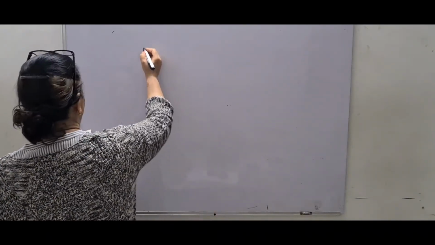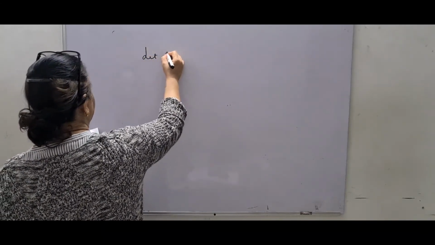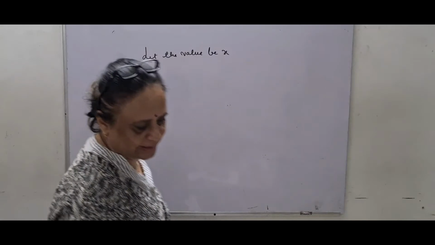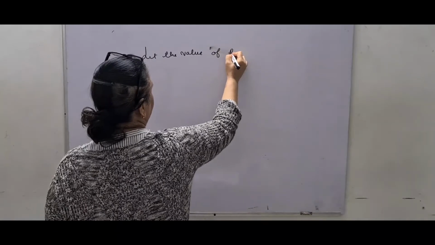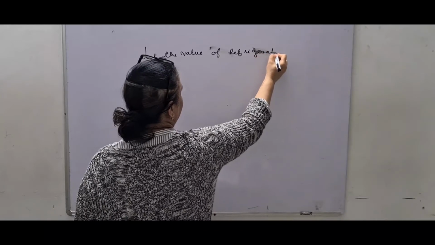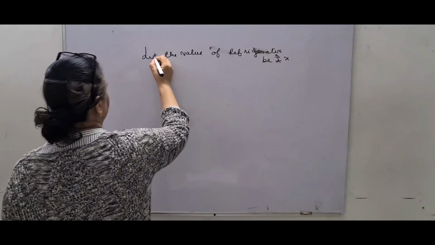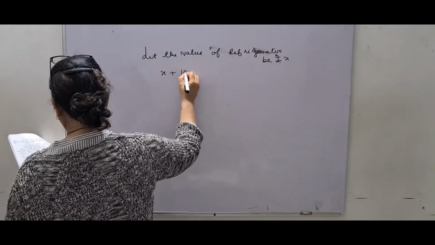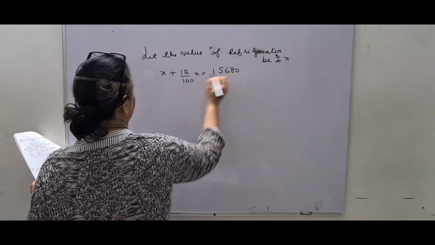He says, let the value be X. Of rupees X, you can say the value of the refrigerator, if you want to write, of refrigerator B, rupees, refrigerator, please write it in full, refrigerator B. Please avoid the abbreviations. Now, X plus 12% of X should be equal to 15,680. So this is the basic.